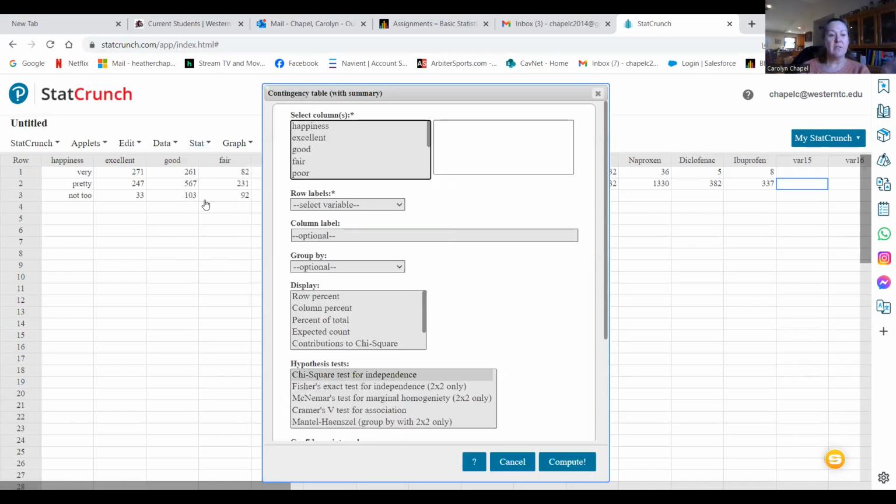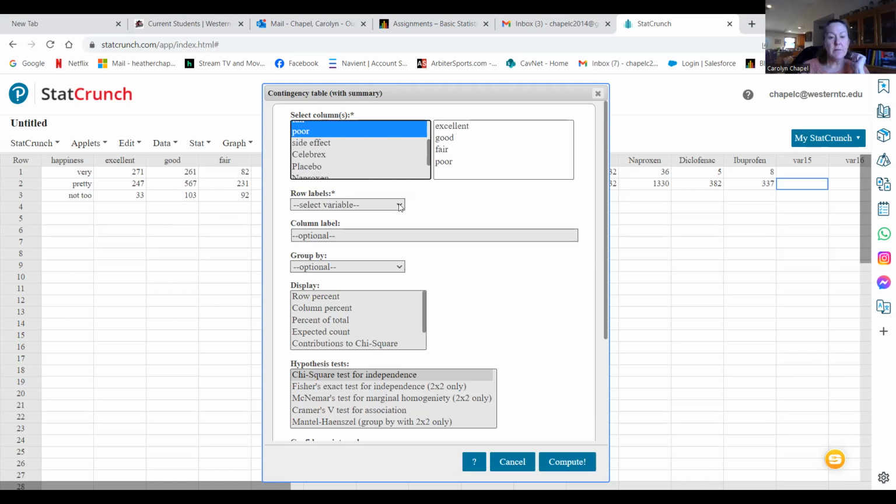Okay. So that 271 that was sitting there is the summary that there were 271 people that were very happy in excellent health. All right, so I'm going to select my columns. Now I do need to select all of them: my excellent, my good, my fair, and my poor. So I'm going to collect all of those. I'm clicking and dragging, so not all of them. I just want those 4. Excellent, good, fair, and poor.